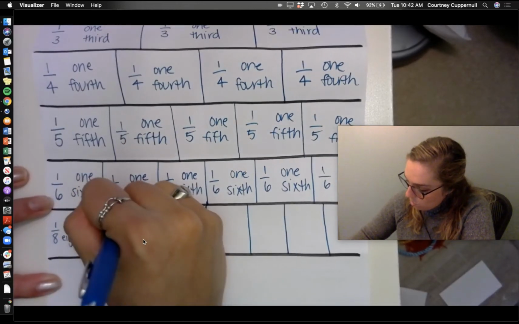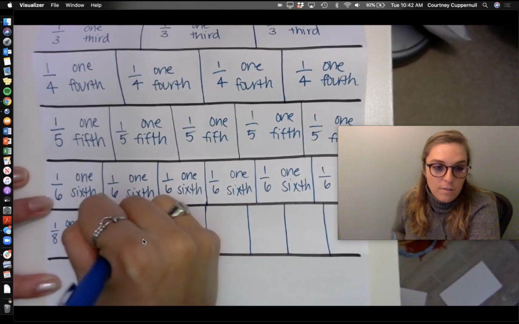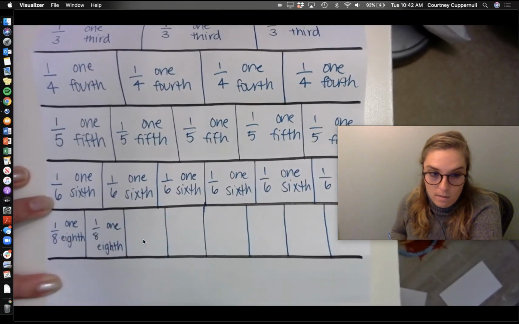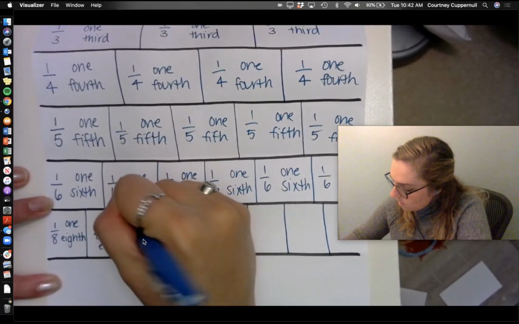Maybe you're like me and you write the 8th underneath here. 8th is also a kind of funky one because you have to write 8 and then put an H on the end. I'm going to start writing it like this so I have some more room.